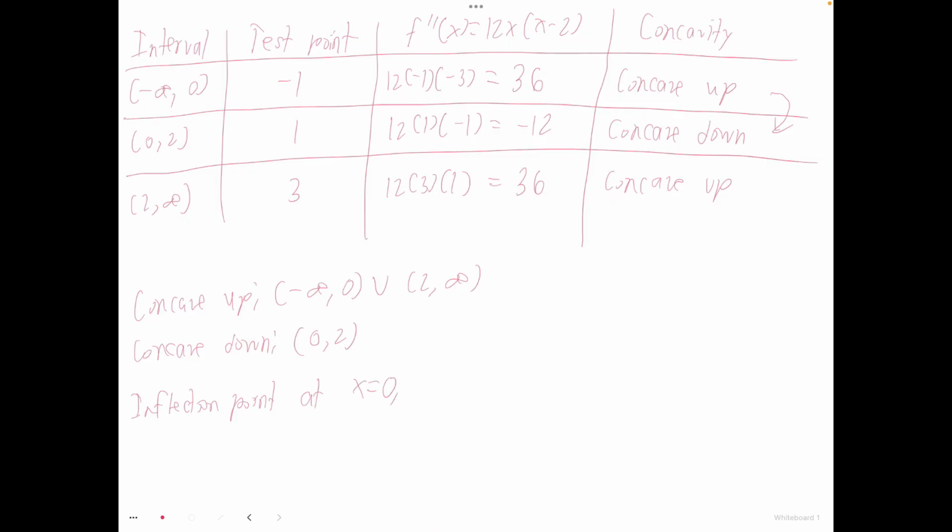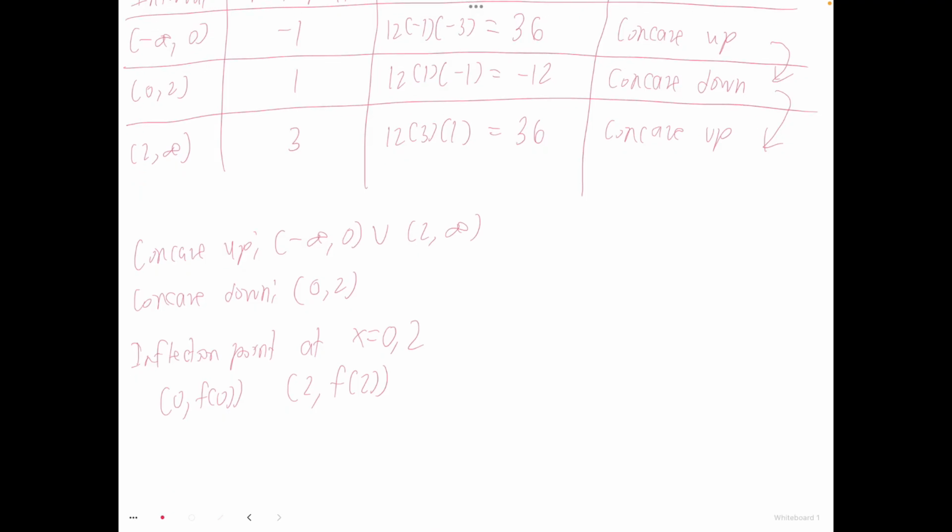So we changed directions at 0. Then we also changed directions at 2, and so 2 also is a place where we have an inflection point. And then to get the actual inflection point, you plug it into the original. So we'd have 0, f of 0, and then 2, f of 2, plugging it back into the original function f.